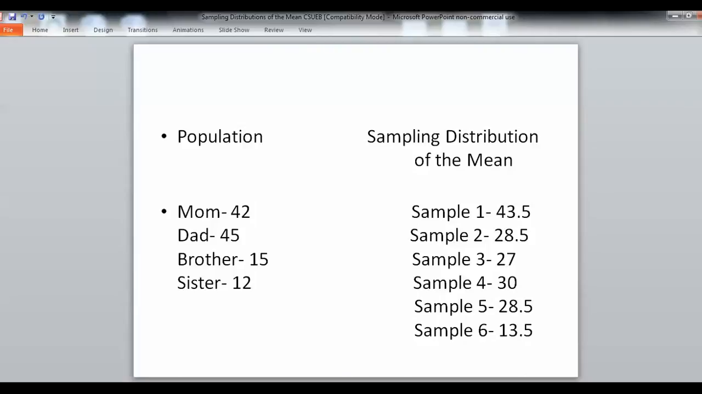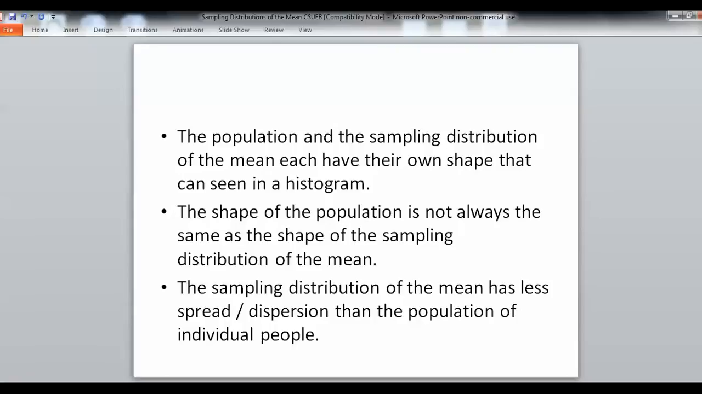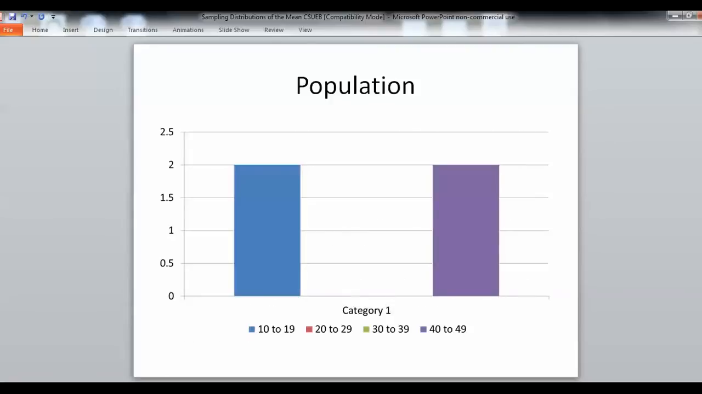Now let's actually create the histogram of the population and the histogram of the sampling distribution just to see what those shapes look like. These are the 4 people in the population. We had 2 people in the population who were between 10 and 19 years old, and we had 2 people in the population who were between 40 and 49 years old, which were the parents. So this would be the histogram of the population, of the individual people in the population.